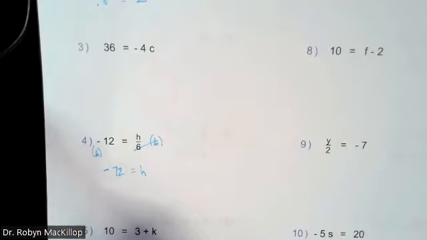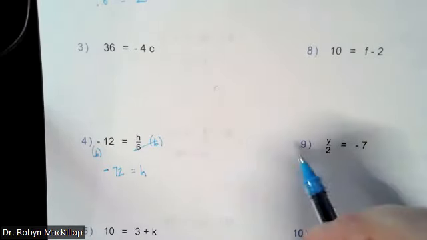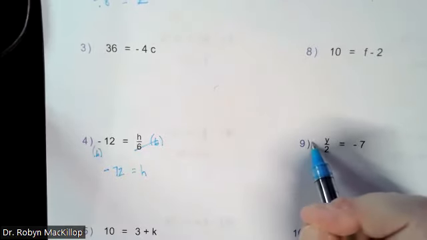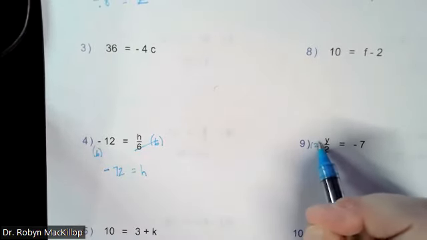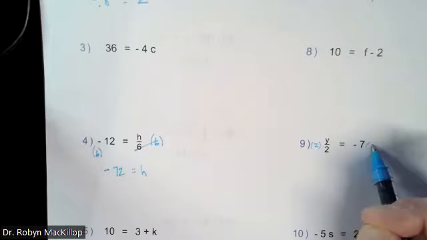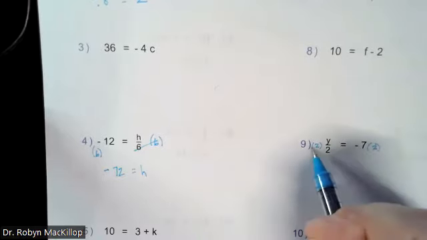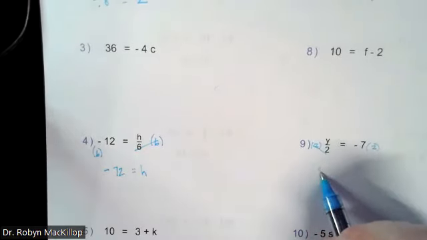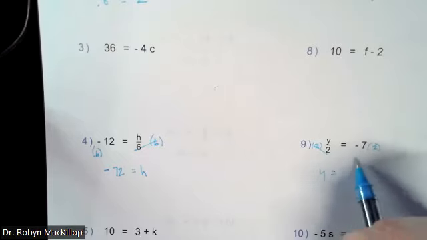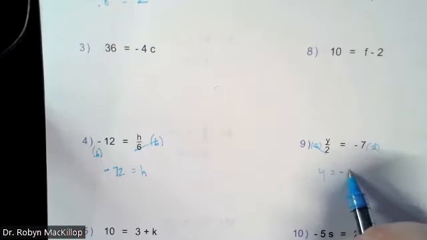H equals negative 72. And then this one, multiply both sides by the 2. By the 2. These cancel, leaves you with Y. And negative 7 times 2 is negative 14.